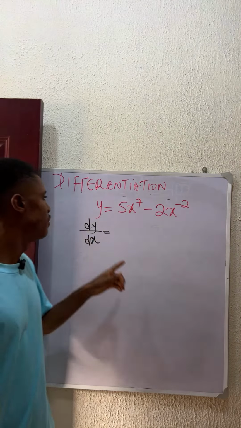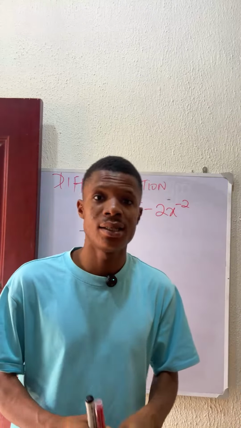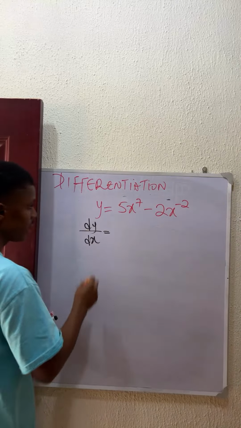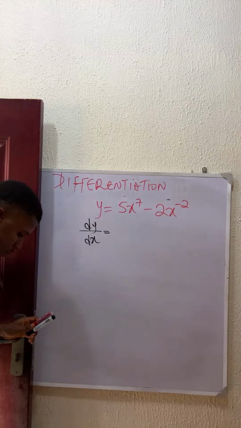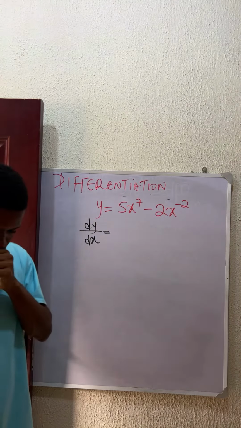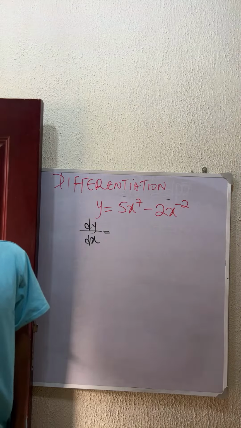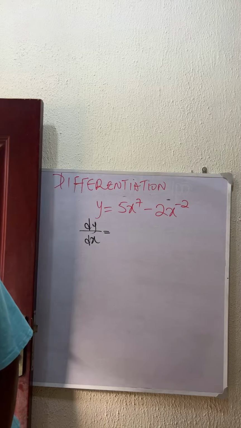So here you have to differentiate this. Be careful here so that you don't get it all wrong. You are given that y is 5x power 7 minus 2x to the power negative 2. If you are not careful here, you're going to make a mistake.